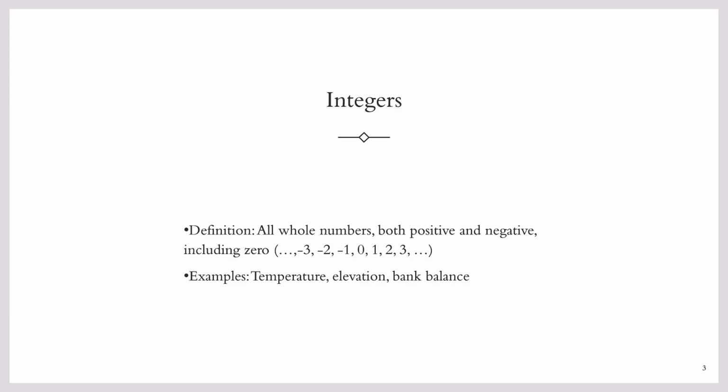Next, we have integers. All whole numbers, be it positive or negative, and inclusive of 0 are called integers. They are numbers that we use to measure mathematically or scientifically a few values of quality or quantity such as temperature, elevation, angle, bank balance, etc.